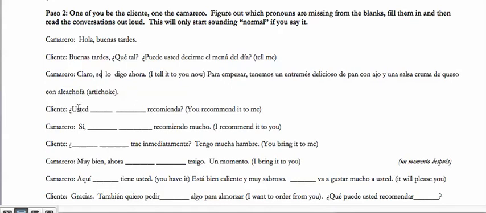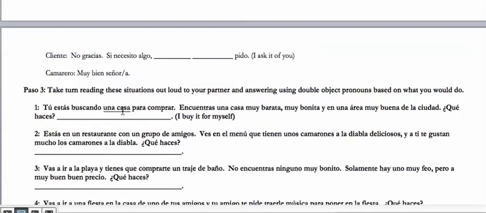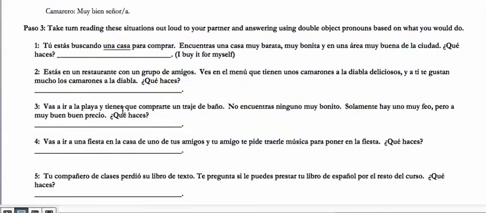Okay? ¿Usted recomienda? Recommend it to me. Okay. What are we recommending? Let's look here. Para empezar, tenemos un entremés. That's what we have. Okay. Un entremés. So it's going to be singular and masculine. And who am I going to recommend it to? Do you recommend it to me? ¿Me lo recomienda? Okay. So keep doing that part as a conversation in the usted form.